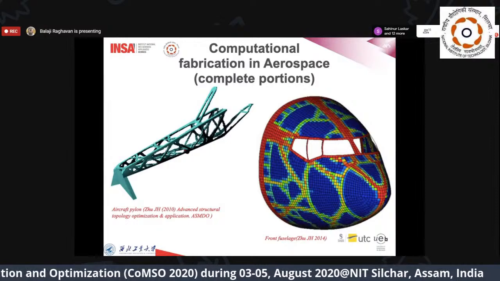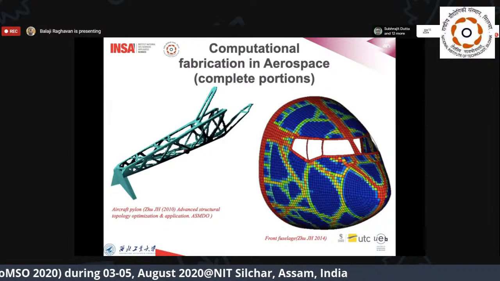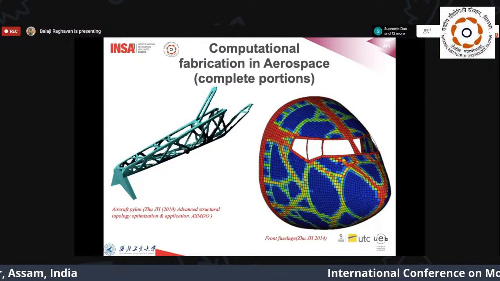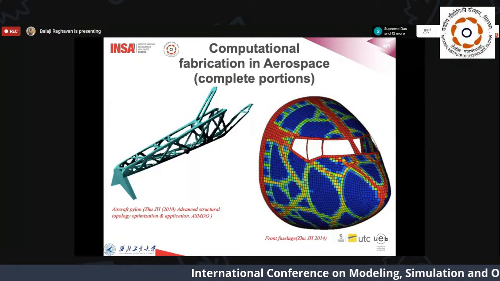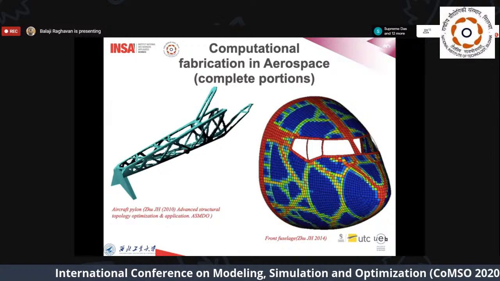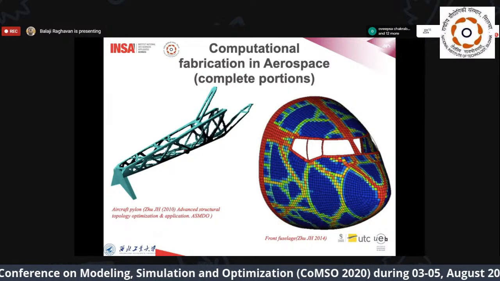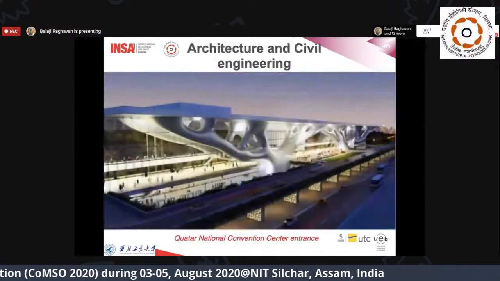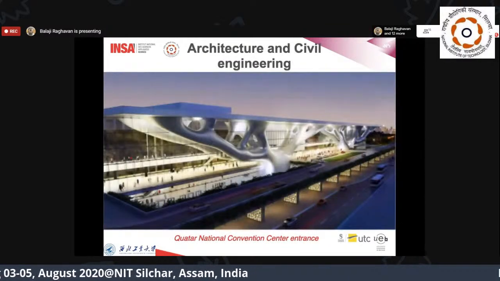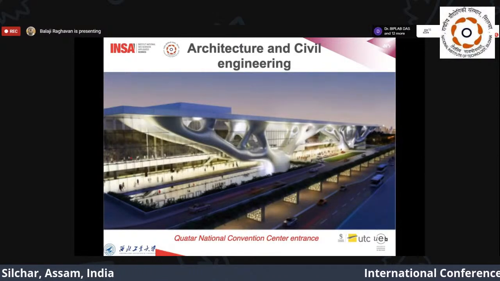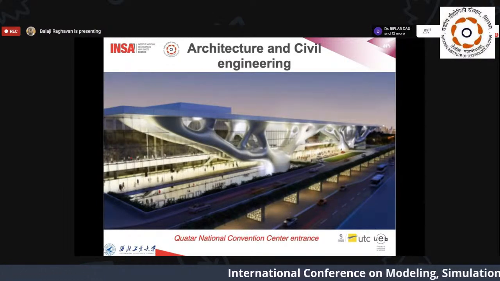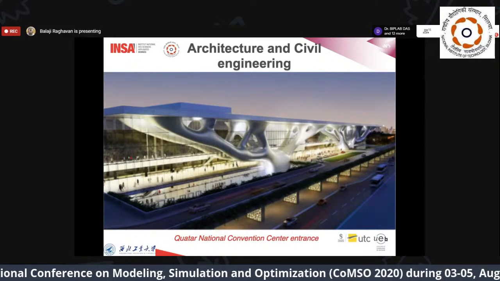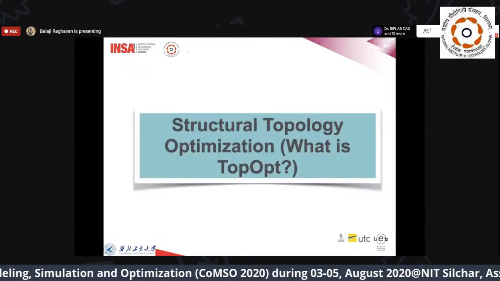Now, these are obviously not projects that I worked on, but Zhu was actively involved in application of topology optimization to the aerospace industry, an aircraft pylon, and a front fuselage. So yes, these are some of the applications back in 2014. Things evolved then. And this picture is available on the internet, you can Google it: the Qatar National Convention Center entrance. This has been obtained by topology optimization. As you can see, anytime you see some of these solutions, you know that TOPOP is somewhere in there.